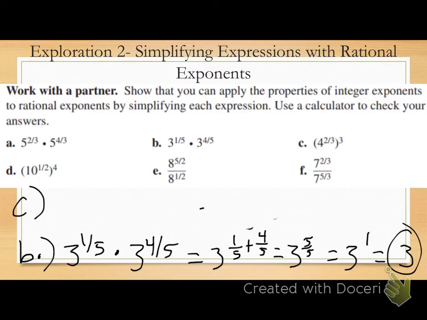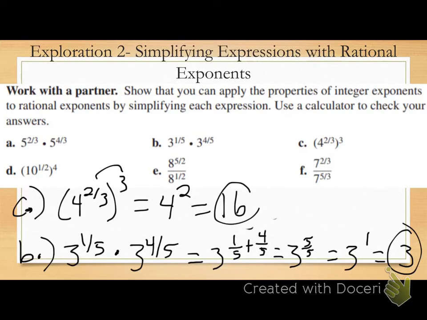Letter C. We have 4 to the 2/3 cubed. What do I do if I have a power raised to a power? Multiply the exponents. So multiply 2/3 times 3. What is 2/3 times 3? Or what is 2/3 of 3? 2. So I get 4 squared, which is 16. There's letter C.